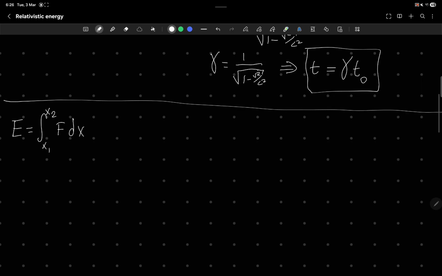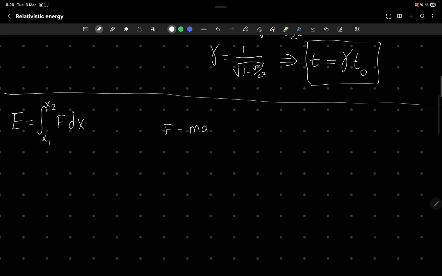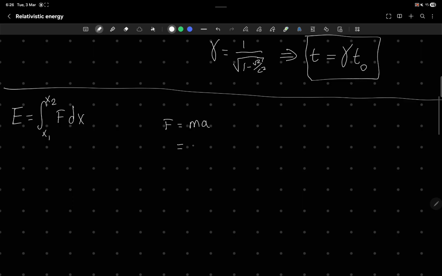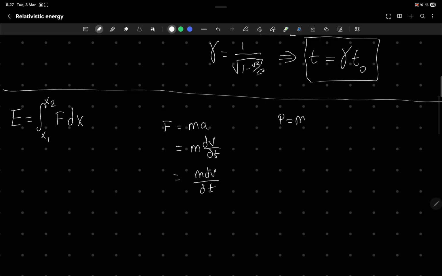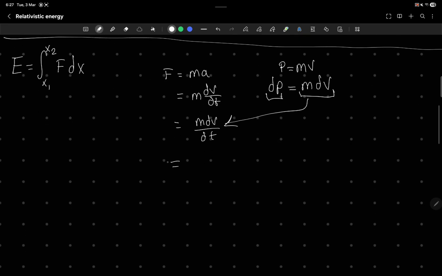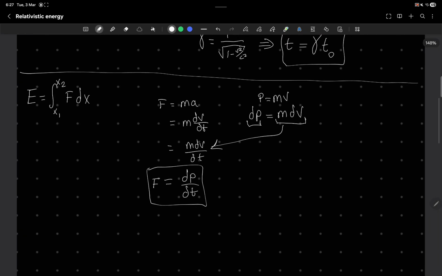Now, we know that force is just mass times acceleration, which is mass times dv by dt. And so that would become m dv by dt. We also know that momentum is mass times velocity. Therefore, the change in momentum is just mass times dv. So now this m dv is equal to dp, and we have that m dv here. So therefore, we can say F is equal to dp by dt.